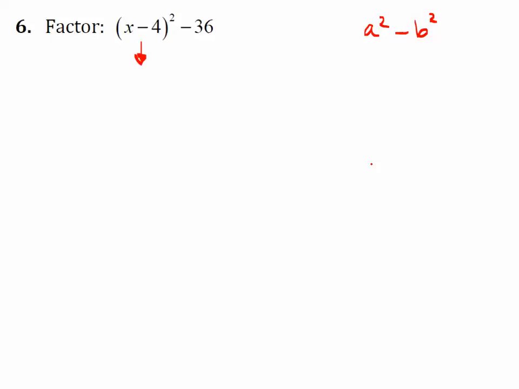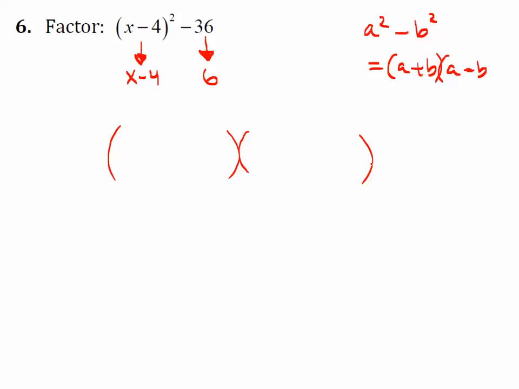What is being squared to give you x minus 4 squared? x minus 4. That's what it says. Okay, what is being squared to give you 36? 6. Cool, so let's write it in here. The factored form of this is the first number plus the second number, times the first number minus the second number. In this case, our a value is x minus 4. We're good?